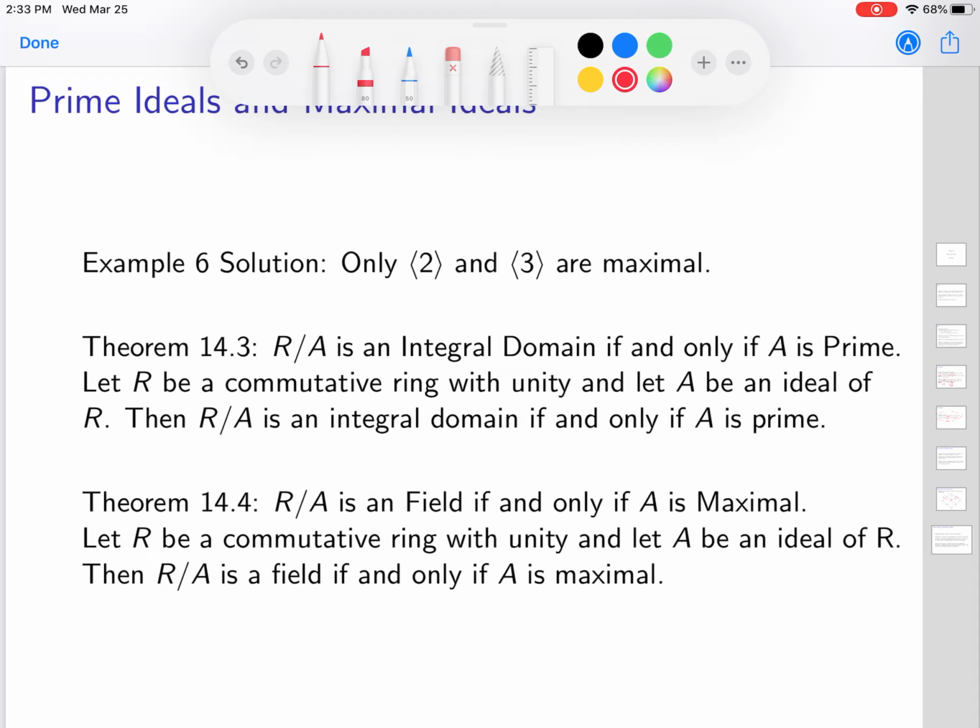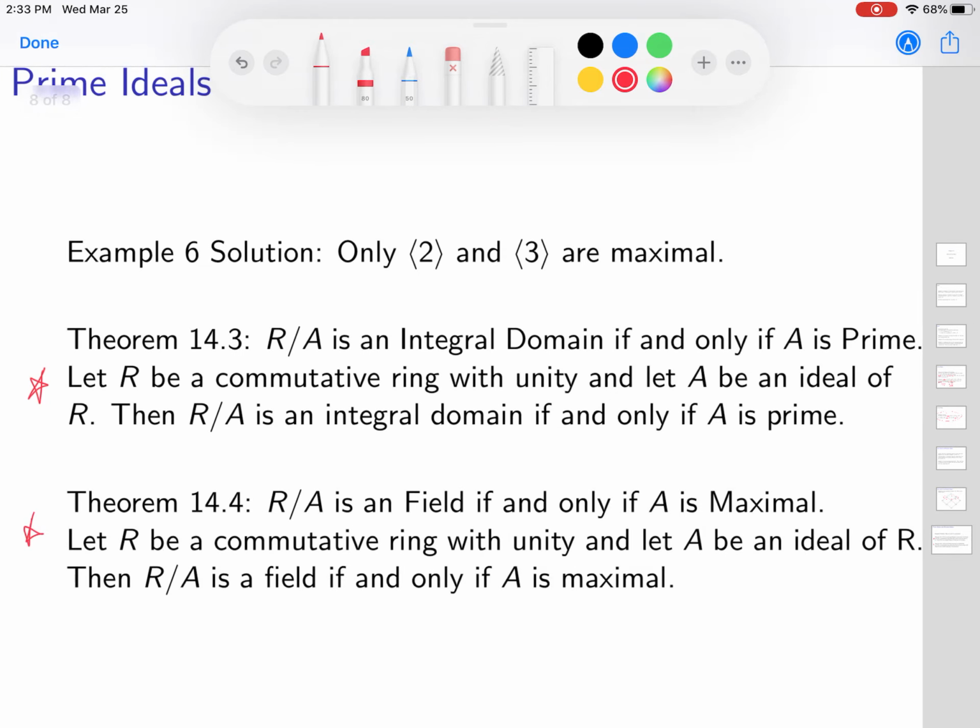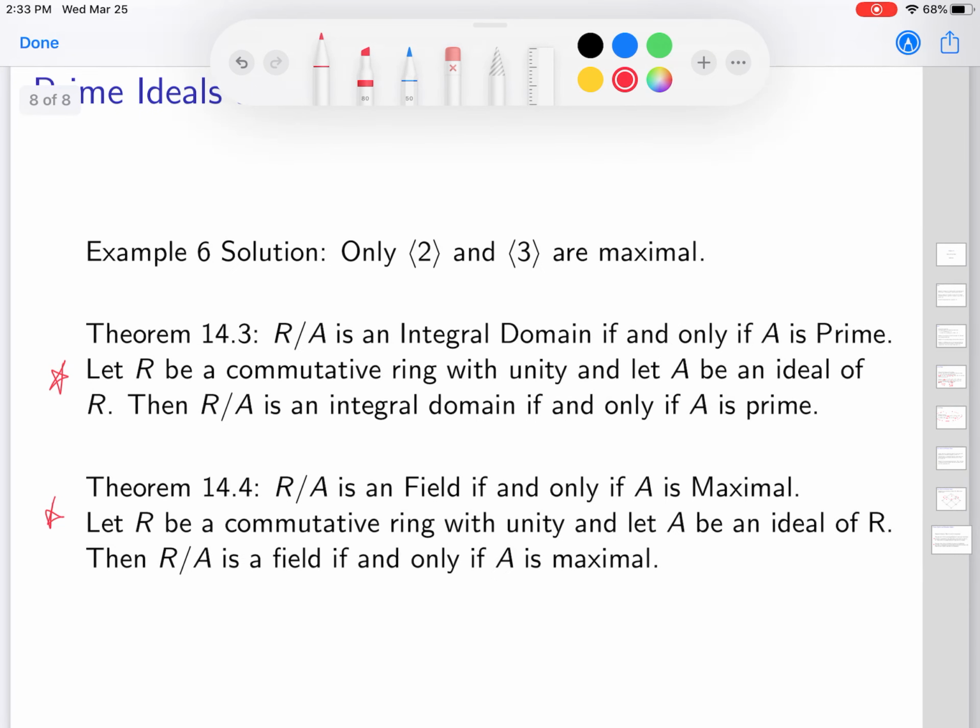And then we have a couple interesting theorems here at the end. Theorem 14.3 talks about integral domains if and only if A is prime, and then fields if and only if A is maximal. And comparing these two is going to be helpful to us in one of our examples when we're trying to show that something is an integral domain but not a field.